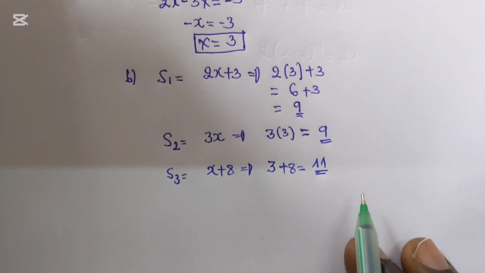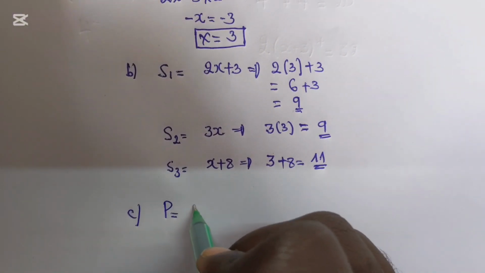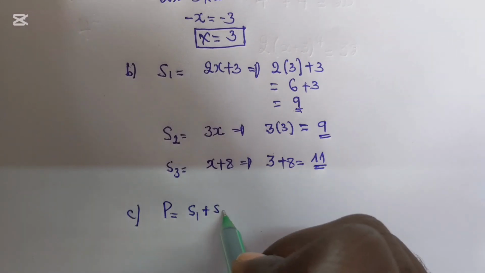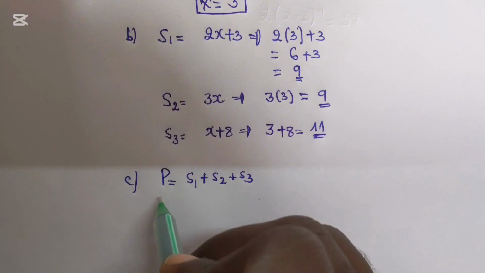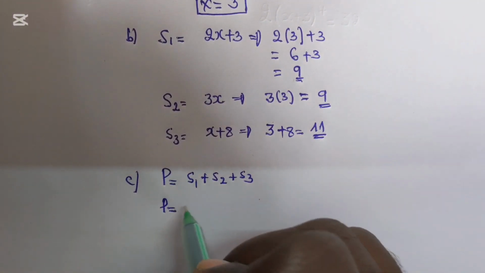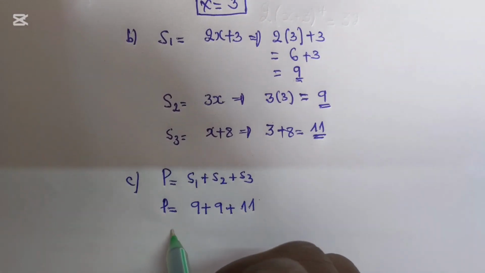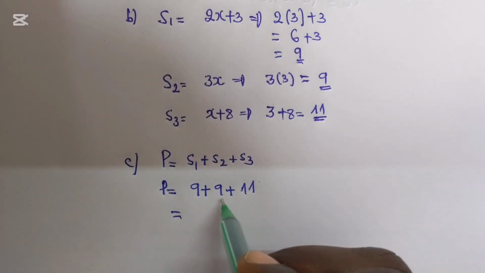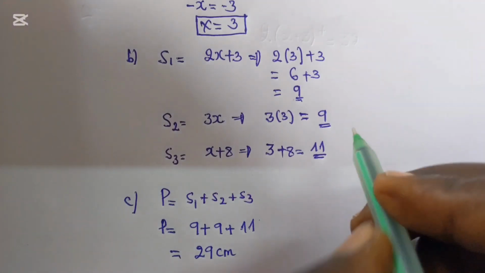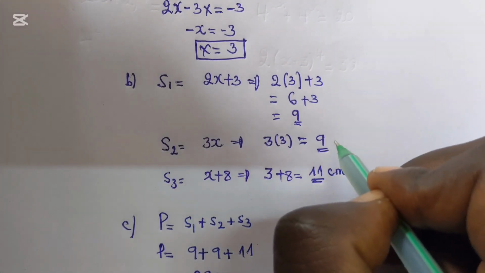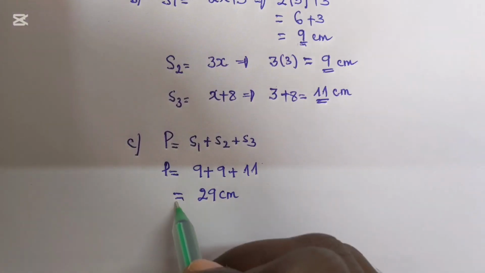Now letter C is to find the perimeter. It is the sum of the three sides, side 1 plus side 2 plus side 3. Then the perimeter will be 9 plus 9 plus 11, and this is equal to 29 centimeters. And this is the perimeter.